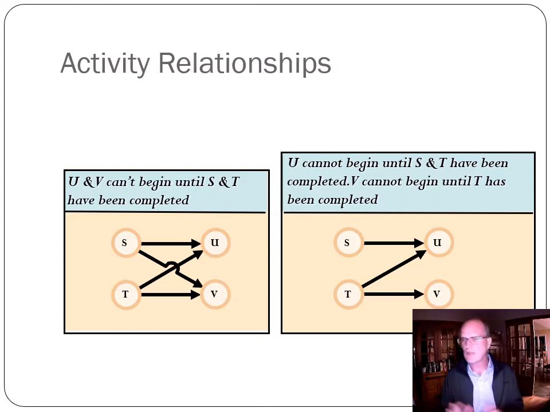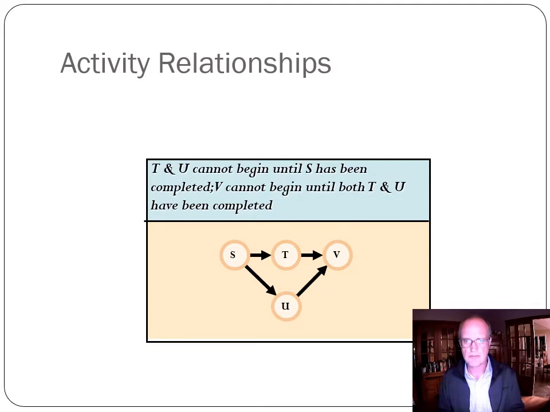So we're just looking at different ways to articulate that concept of a precedence relationship, and this is how we diagram the network and reflect those precedence relationships. One last one here. S precedes both T and U, and T and U both precede V.